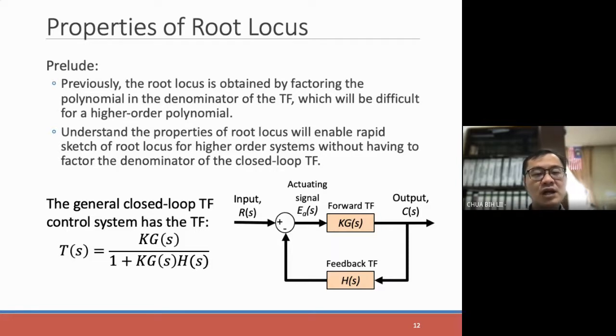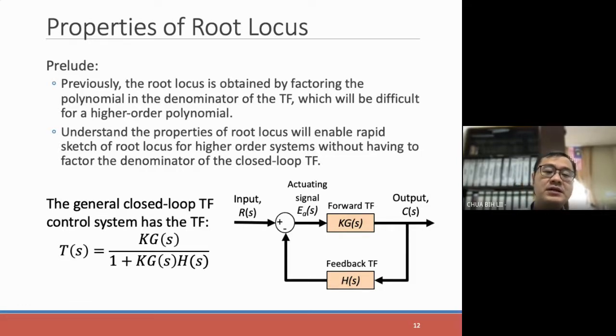So now we try to make it faster by looking at what the small characteristics are, just like the so-called steady state error. We start to categorize like system type. Type 1, immediately you know what the characteristic of it is. So this is the purpose of studying the properties of the root locus.